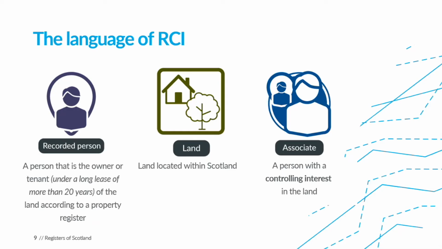In RCI, we have two parties, the recorded person and the associate. The recorded person is the owner or tenant of land in Scotland. Then we have the associate. This is the person who has significant influence or a controlling interest in the land owned or tenanted by the recorded person. For clarity, in RCI, the definition of land can include buildings and other structures too. I'll explain what we mean by both of these roles in more detail and what duties they attract towards the end of the webinar.